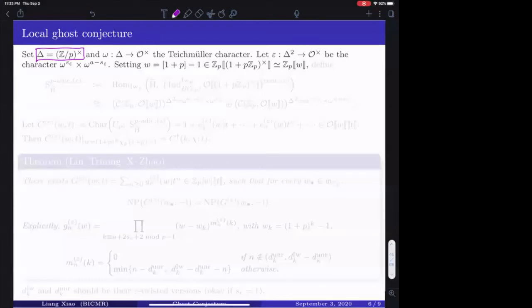So I want to write this omega as the Teichmüller character. And I want to fix a character of delta squared, and I take it to be of the form omega to the s_epsilon, where s_epsilon is a number between 0 and p minus 2. It would depend on what epsilon is, I guess. And the reason these two characters multiply to omega to the a is because my Serre weight is Sym^a of F_p squared, and therefore the central character is omega^a. And you also, the algebra is isomorphic to Z_p[[w]], and my w is the generator I take to be 1 plus p minus 1, the standard one.